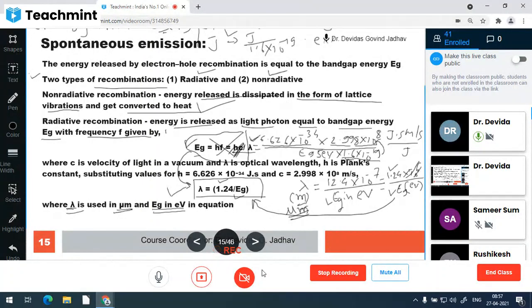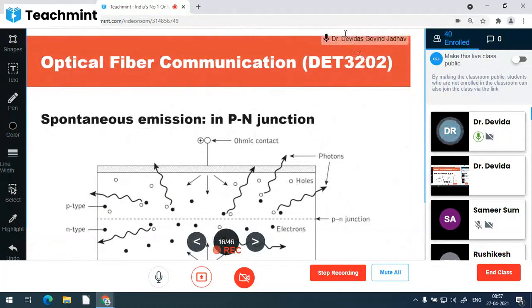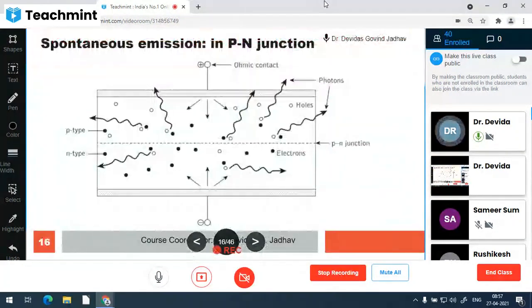So let us turn to the next slide, and this is spontaneous emission in PN junction. What do you observe in this particular figure? There is a P type region, there is an N type region. So this is the P type region. This is the N type region. So this is the junction of P and N. Okay. This is the PN junction.